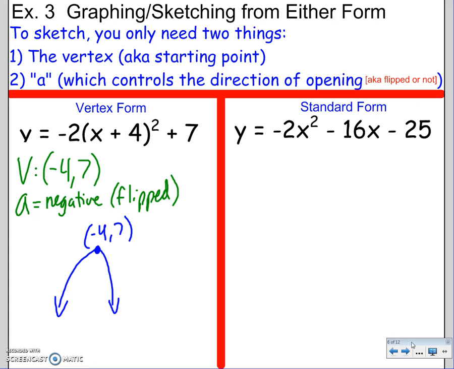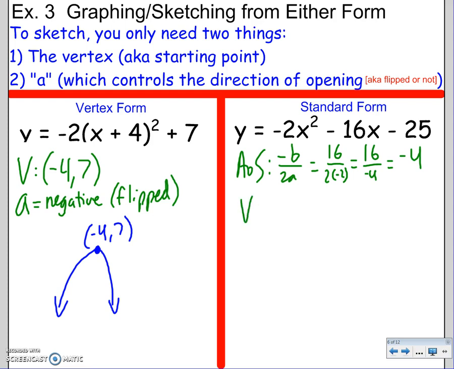So we need a starting point. To find the vertex, you got to find axis of symmetry. So AOS first. So -b over 2a. -b is positive 16 over 2 times -2. So 16 over -4 gives me -4. Alright, good. Just like this other side.